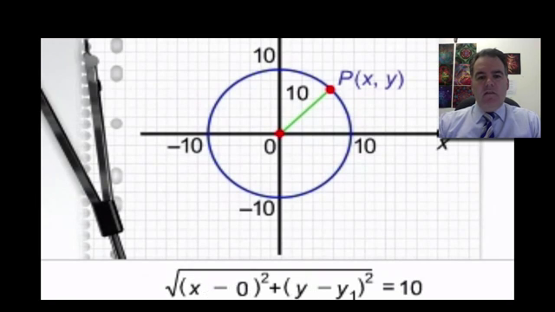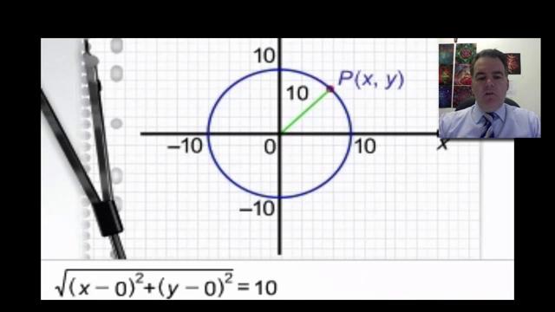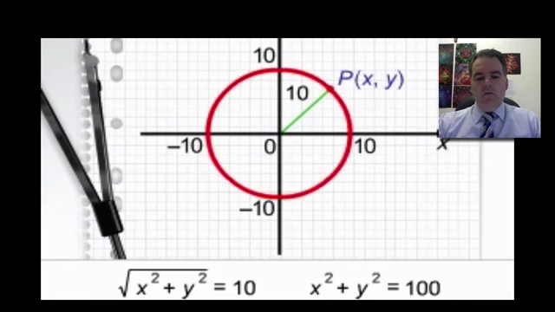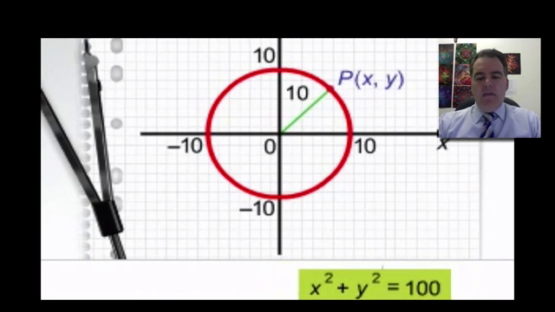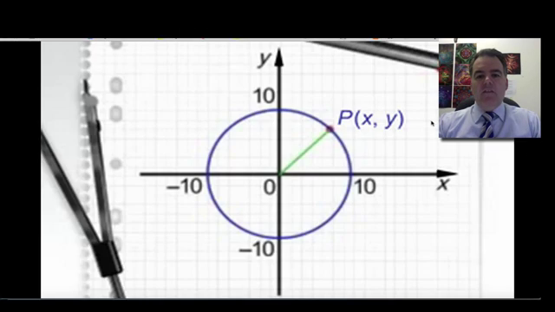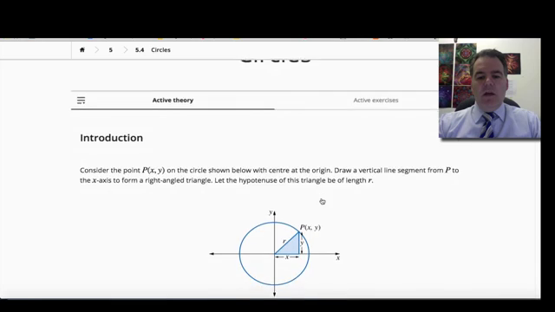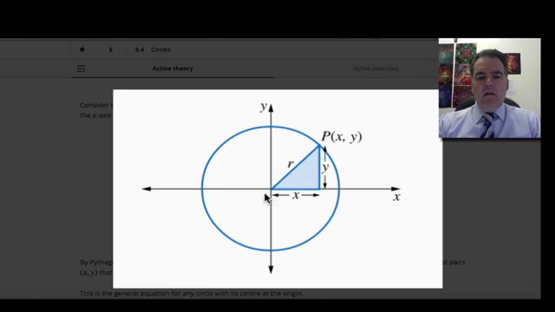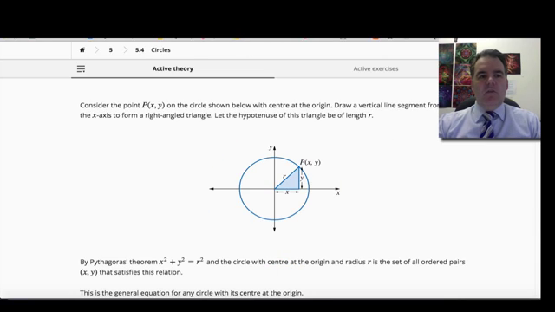The distance is 10, x and y, the distance from 0 and 0, so we get the square root of x squared plus y squared equals 10. Square both sides, we get x squared plus y squared equals 100. And that's the equation of that circle. In general, we can say any circle is just x squared plus y squared equals r squared. Just using this simple diagram here, showing that every point on the circle satisfies that particular equation.